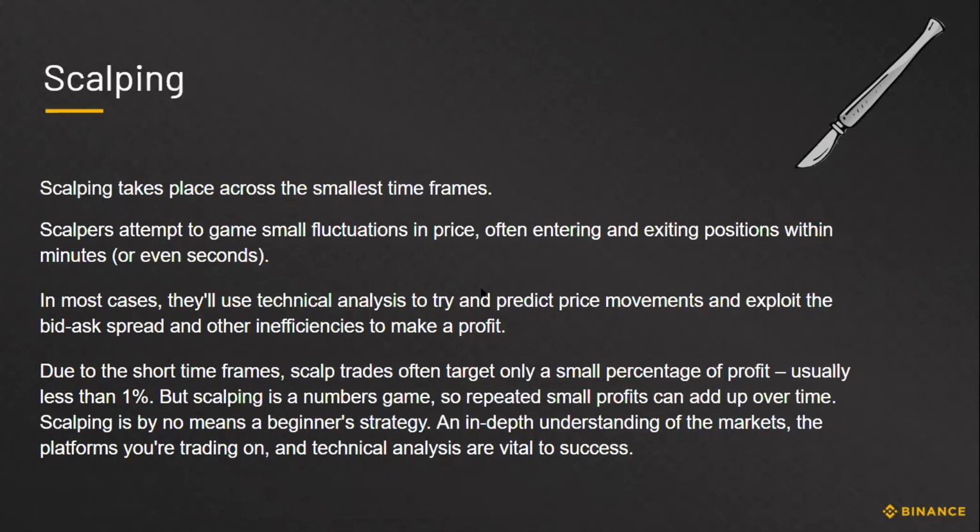In most cases, they use technical analysis to try and predict the price movements. So if you know how to use this, you can scalp. If you know how to use moving averages, Bollinger Bands, especially trend lines and support and resistance, scalping becomes easy for you. But the profits may not be so much, they're small, but it is the amount of time that you trade that will determine how big your profits will become. So in most cases, they use technical analysis to try and predict price movement and exploit the bid and ask spread and other inefficiencies to make a profit.